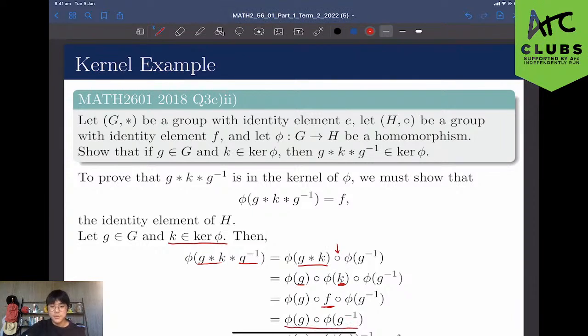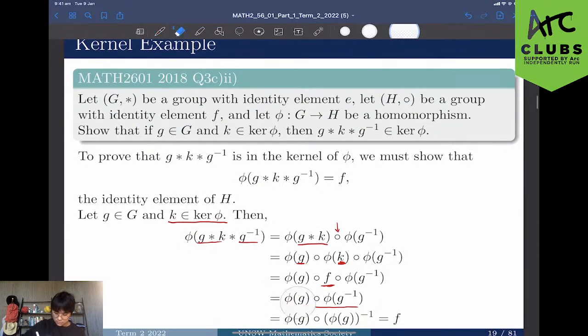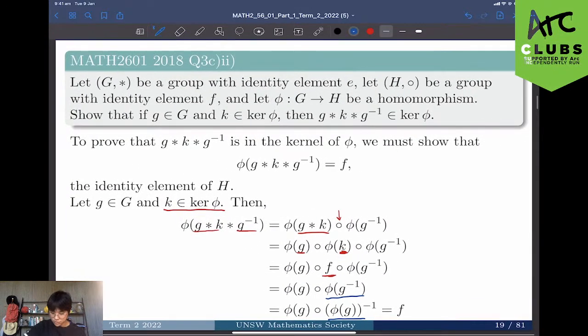And since we remember that the inverse maps to the inverse for a homomorphism, we can do this, where these two are equivalent. And since we now have an element of H and its inverse, that's going to be equal to the identity element in H. So that's all we need to show.